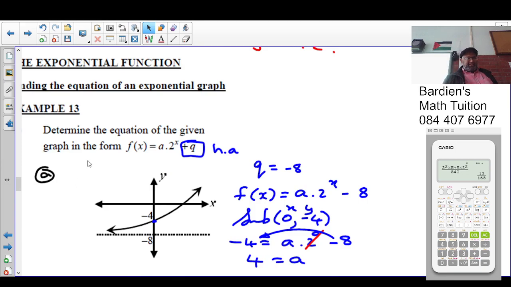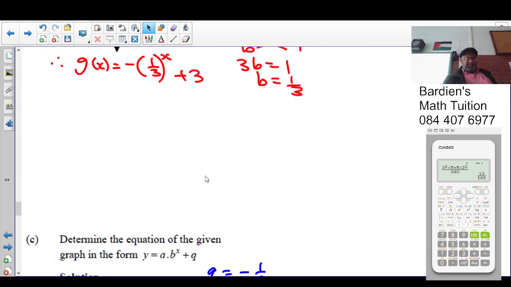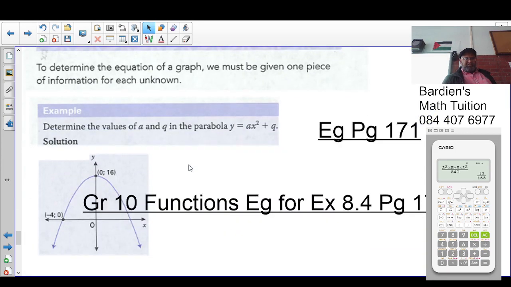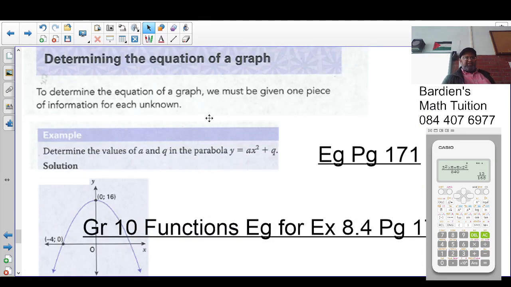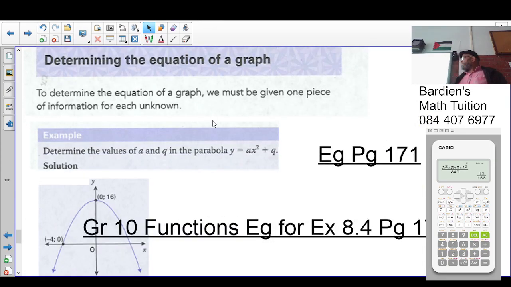So let's look at the example here. Now we're going to look at our textbook again, which is the Classroom Maths. Clever Maths is the grade 11 textbook we use. So the question says determine the equation of the graph. We must be given one piece of information for each unknown. So if there are two unknowns, you need two pieces of information. Three unknowns, three pieces, and so on.